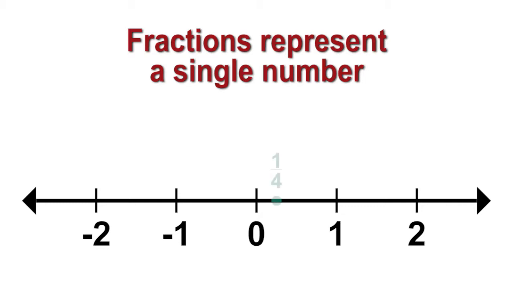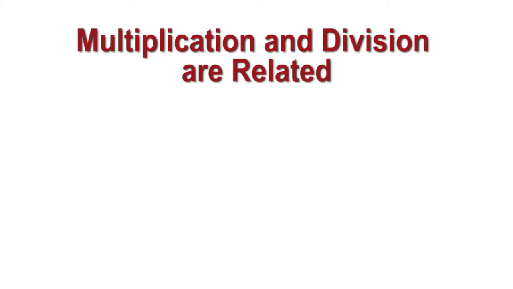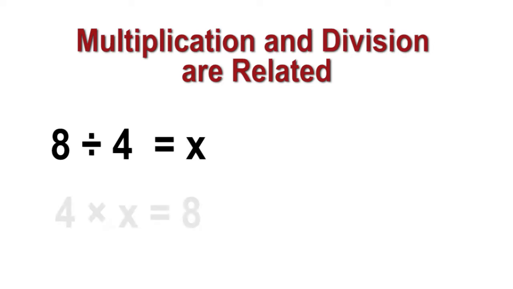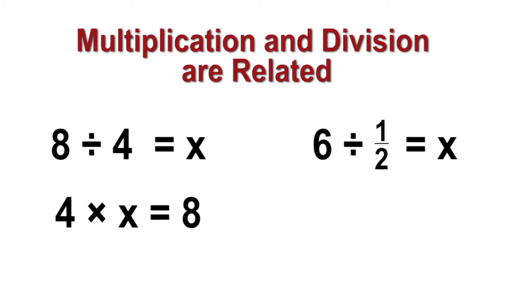This is an example of where 1/4, 1/2, 7/8, and 1 2/3 would fit on a number line. Using the relationship between multiplication and division, we can understand that division has the same meaning and problem types with fractions as it does with whole numbers. For example, just as 8 divided by 4 can be answered using multiplication, 4 times x equals 8, 6 divided by 1/2 can be answered with 1/2 times x equals 6.